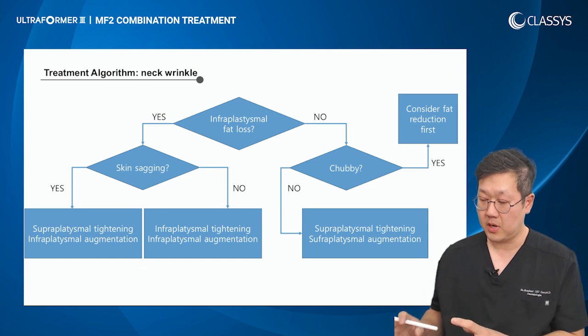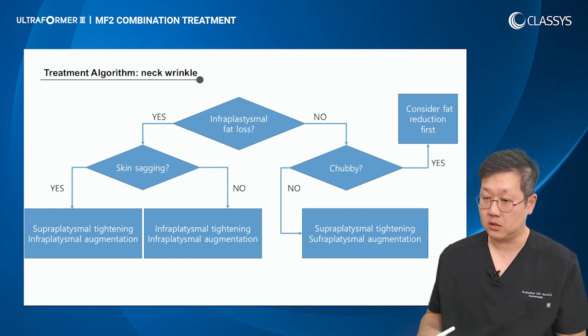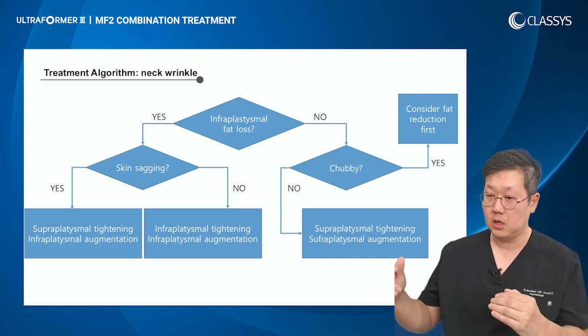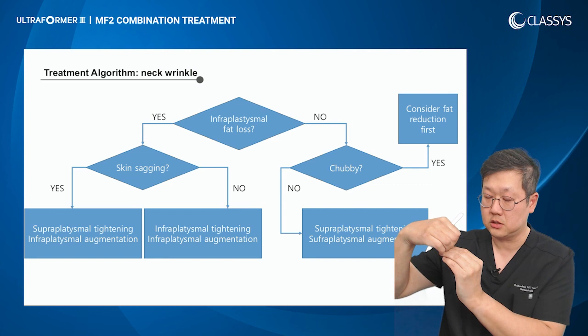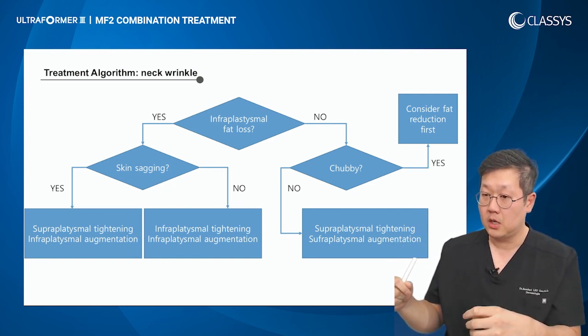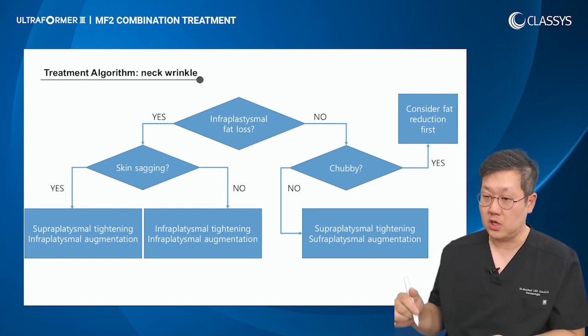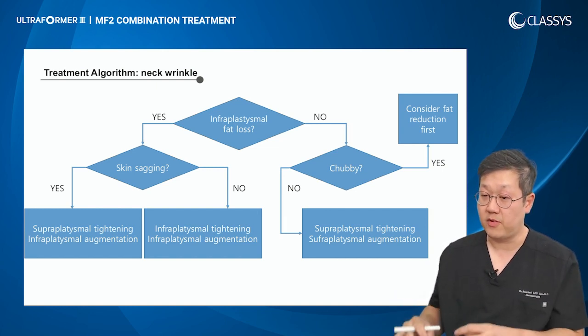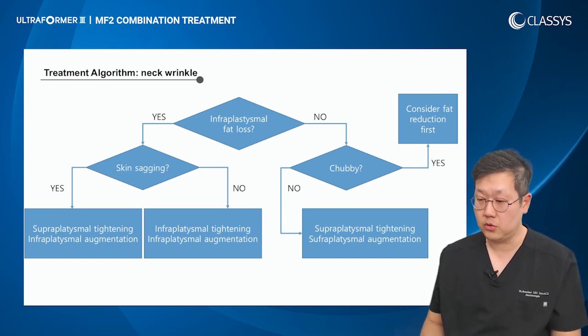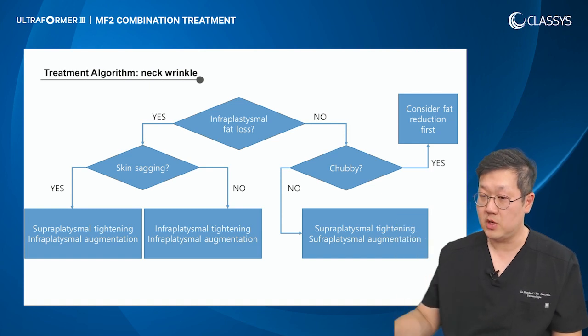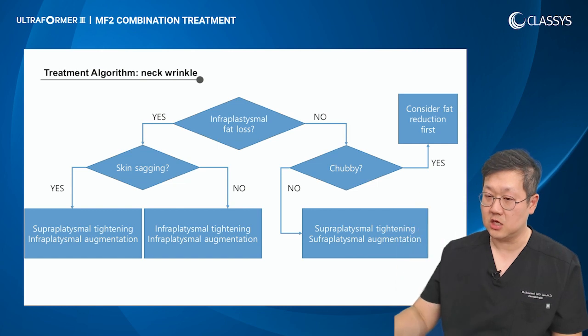But if the patient is just slim and has less fatty tissue, supraplatysmal tightening is also important, because in these cases the skin is folded, and if the skin is folded like this, the epidermis gets thinner and thinner. It is just like folding paper over and over, the structure is different. So in these cases, we go to supraplatysmal tightening and supraplatysmal augmentation, which is very shallow injections. That's my algorithm. So you can see from this whether volume is important or whether sagging is important, and you can get some help from this kind of algorithm.